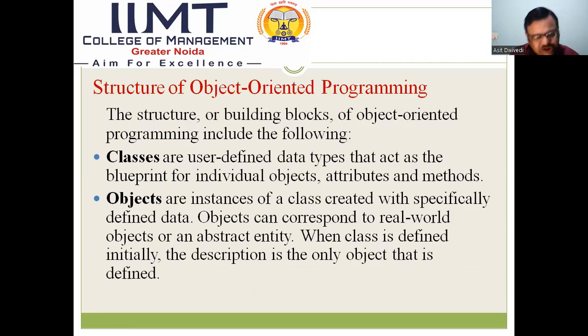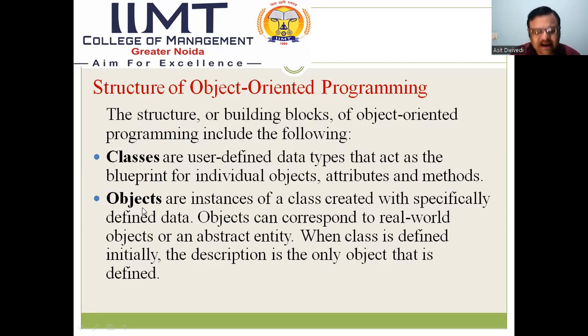Now, structure of object-oriented programming. The structure or building blocks of object-oriented programming include the following. First one is classes. Classes are user-defined data types that act as the blueprint for individual objects, attributes, and methods.